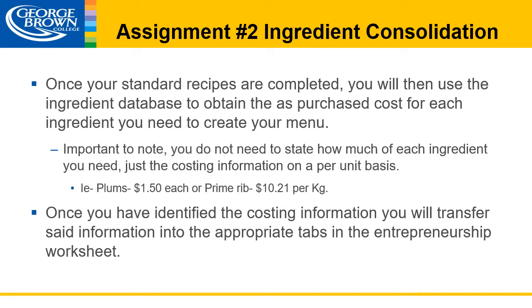Once you've identified the costing information for each of your ingredients, you're going to transfer that information to the appropriate tabs in the Entrepreneurship worksheet. You're going to use the Entrepreneurship worksheet for the next couple assignments. Okay. And again, when it comes to next week, I'm going to show you what this looks like. I'm going to take you through it. So if you're like, what is the Entrepreneurship worksheet right now? Don't worry about it. Okay. We're going to talk about it in the future.